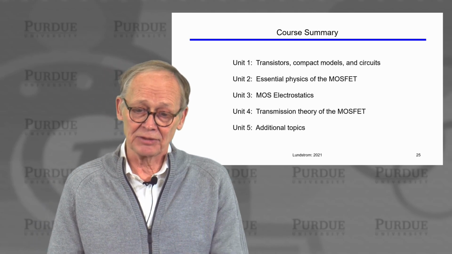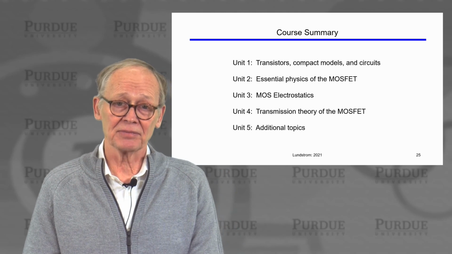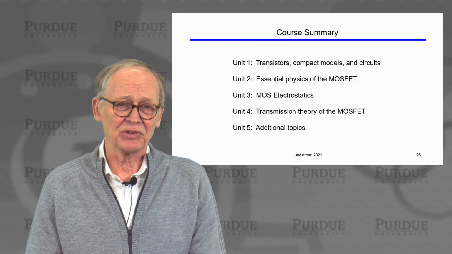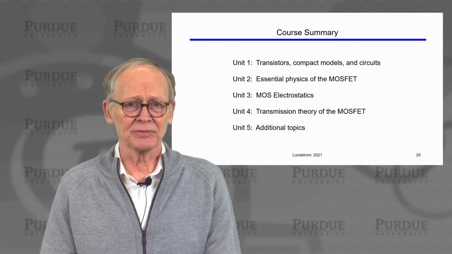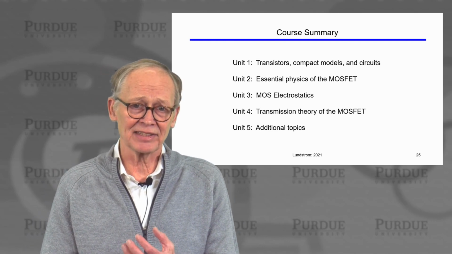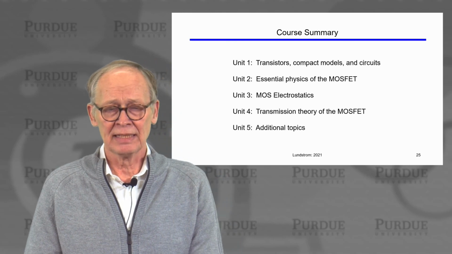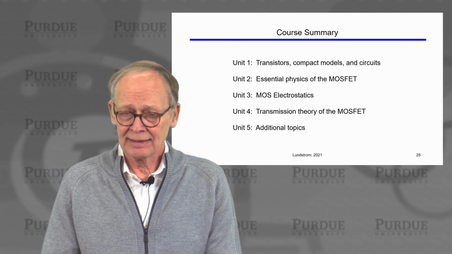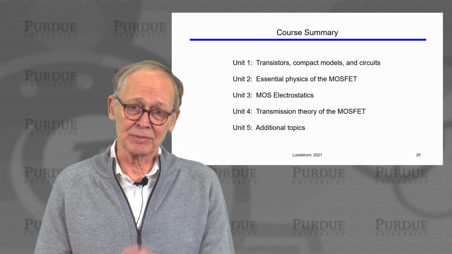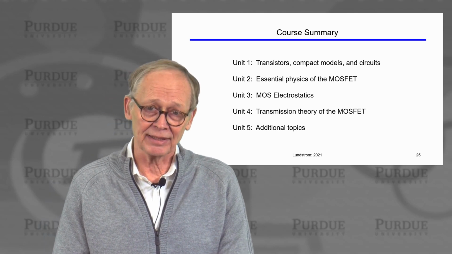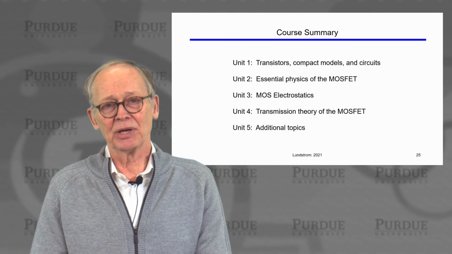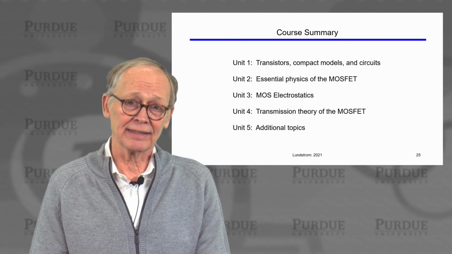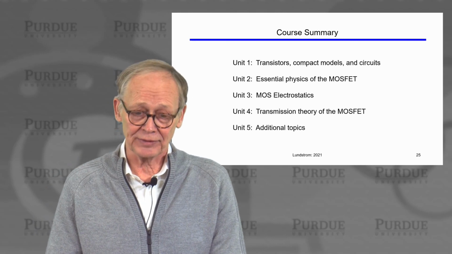You know, we talked about some basics of transistors and rudimentary aspects of circuits in Unit 1. We presented a very simple way in terms of energy bands to understand the essential physical operating principle, not only of a MOSFET, but of any barrier-controlled transistor. We spent a significant amount of time in the most challenging unit, Unit 3, in which we took a look at MOS electrostatics, which is a critical aspect in the operation of a MOSFET.